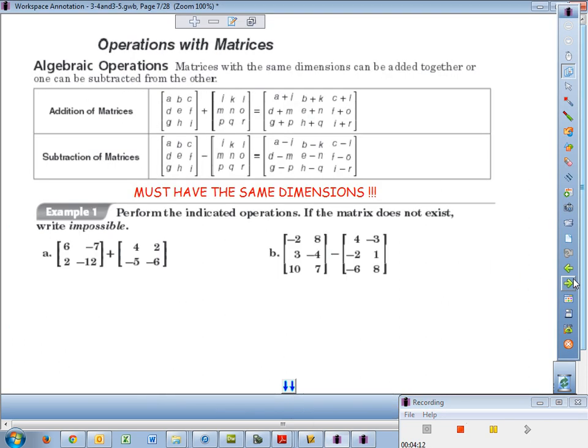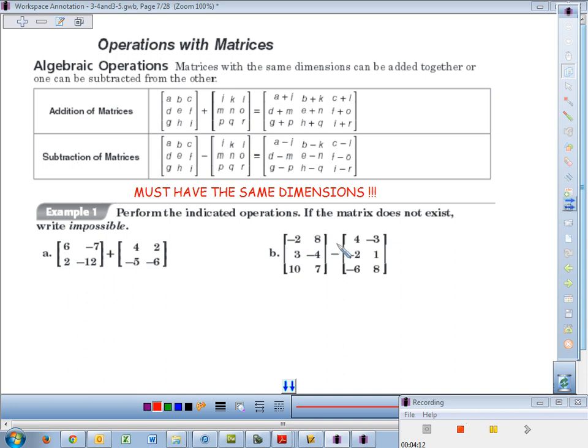Operations with matrices. We can add them together. We can multiply them together. We will never multiply matrices. That's a little harder than you think. It's not that hard, but it's something that calculators can do for you. So why explain it to students? Because once you figure out how to do it in the calculator, you just do it in the calculator.